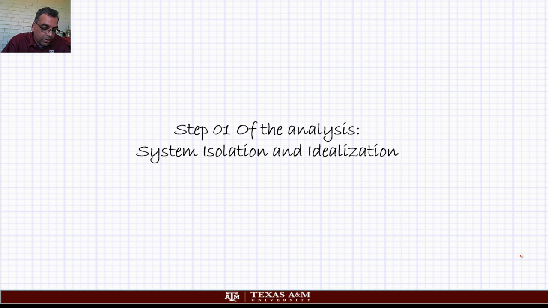Today we are going to talk about the first step in the structural analysis of a system, which is system isolation and idealization. Okay, so let's get started.